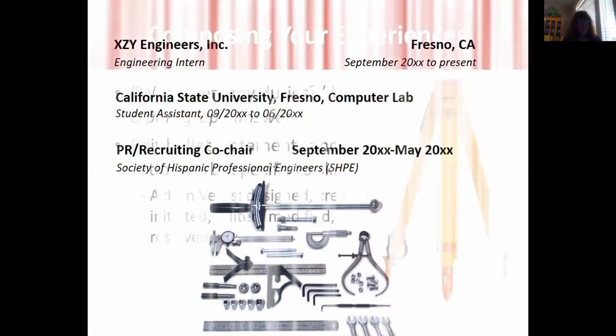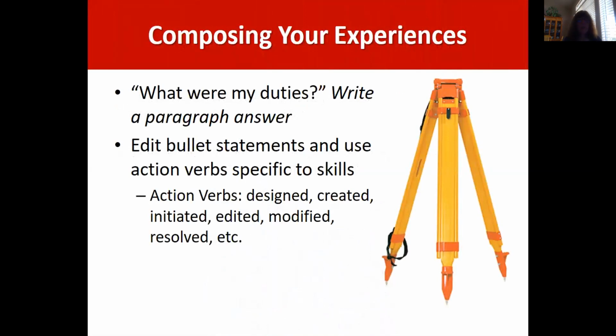And then how do you create these bullet statements, right? How do you compose these things? Well, if you save your own job descriptions, it makes it easier. So save those in a file so that you can have access to that later. But if you didn't do that, you had a job and you didn't do that, you have to recreate it. So what you might want to do is type up what you did, and then you make bullets out of that using these power action verbs, okay?